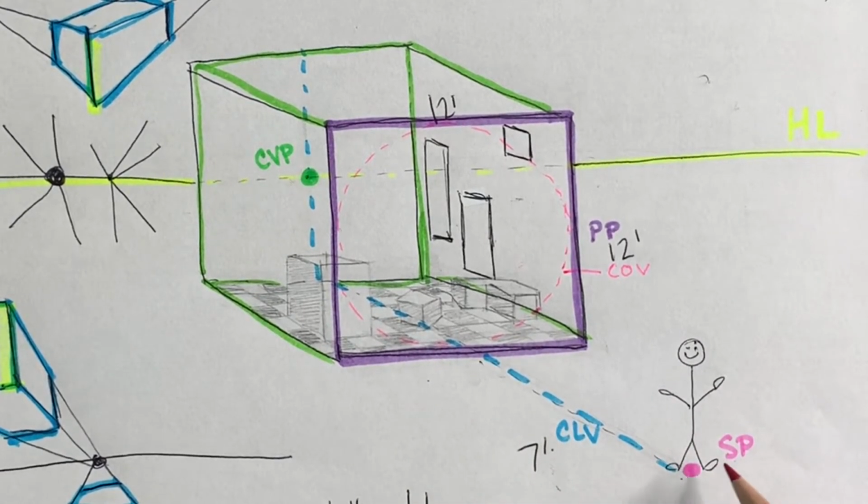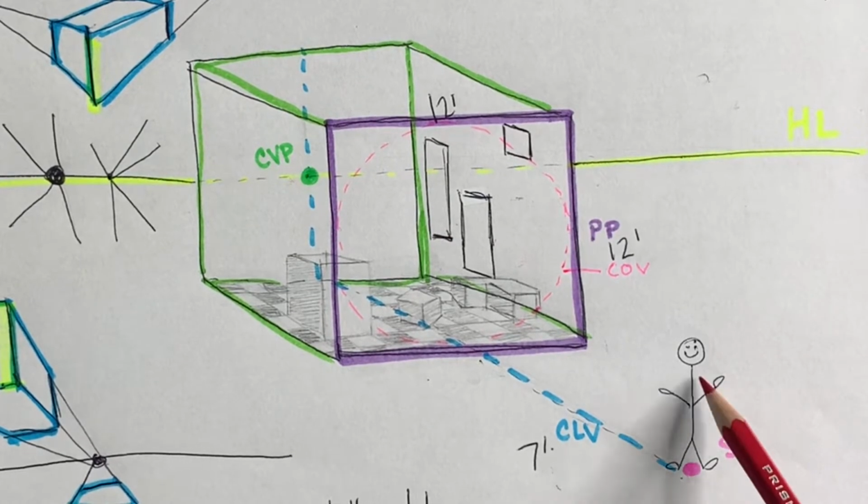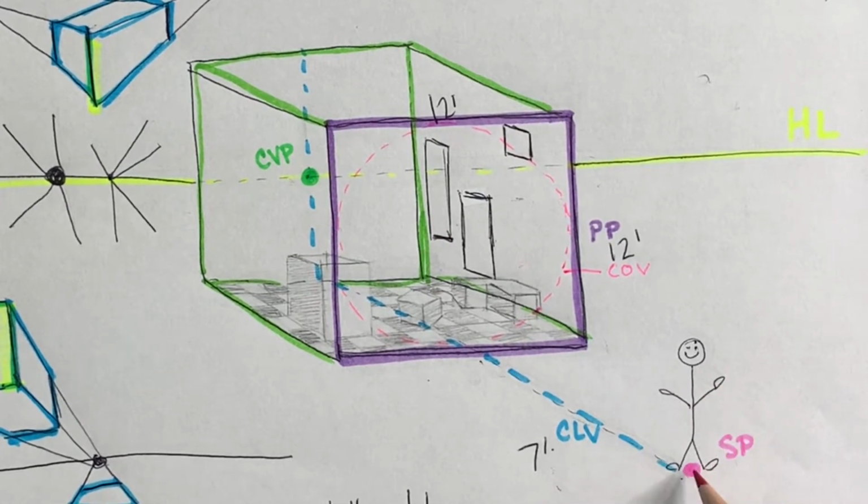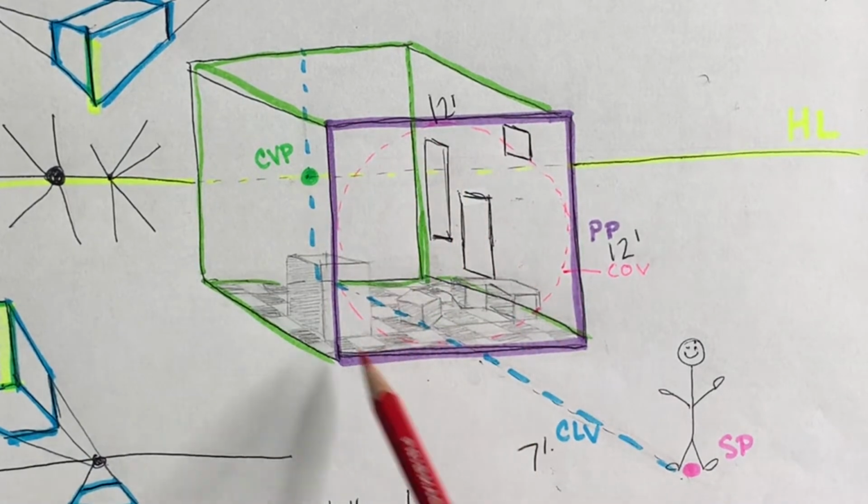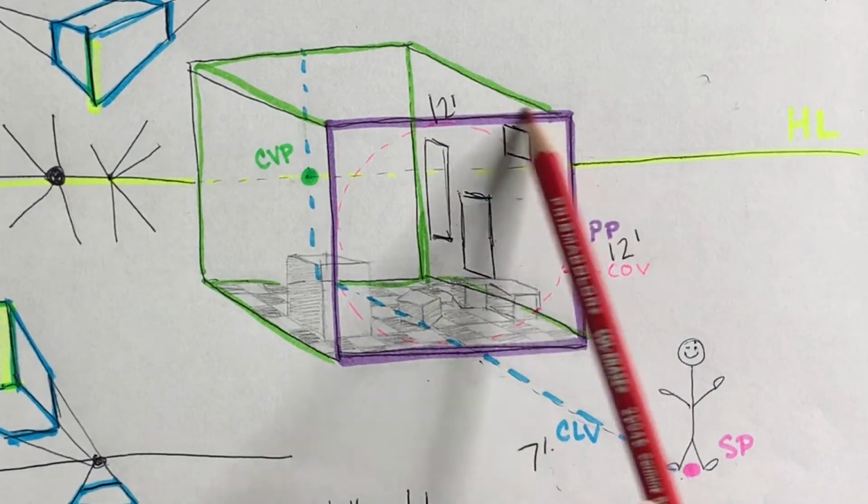This pink dot represents the station point. Let's say this is Kalika. So this is how far Kalika is from the picture plane, which is the opening to our room.